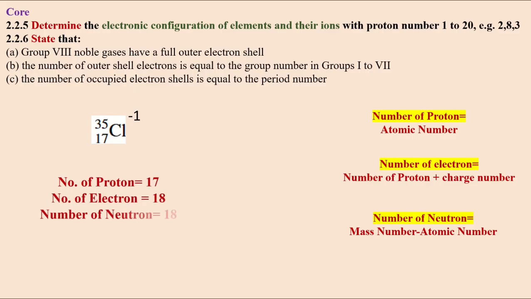Let's calculate the number of proton, electron and neutron of this species. The number of proton is 17 because the atomic number is 17. The number of electron is 18, which is calculated by adding 17 and 1. Number of neutron is 18, which is calculated by subtracting 17 from 35. This species has a negative charge, and negative charge is because the number of electrons is greater than the number of protons in this atom.